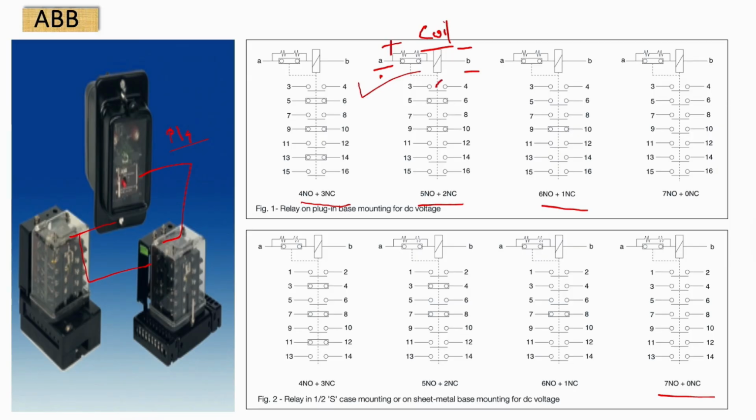This one is NO. Where there is a symbol like this, we call it NC. That means it is a closed contact. This is open. This 7, 8, this 9, 10, that is closed. 11, 12 again open. 13, 14 open. 15, 16, this is our normally open contact.